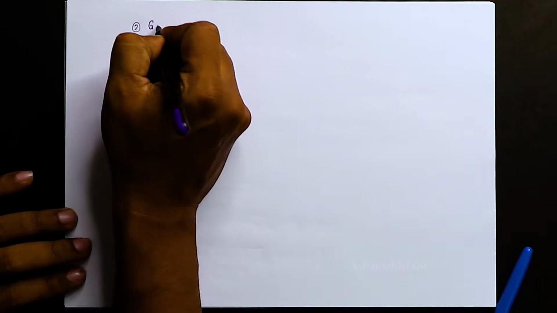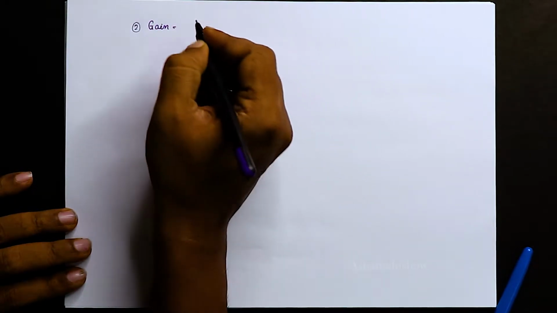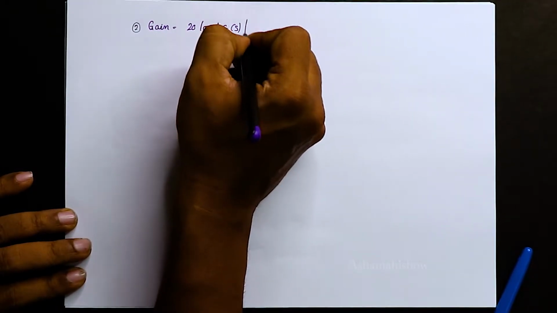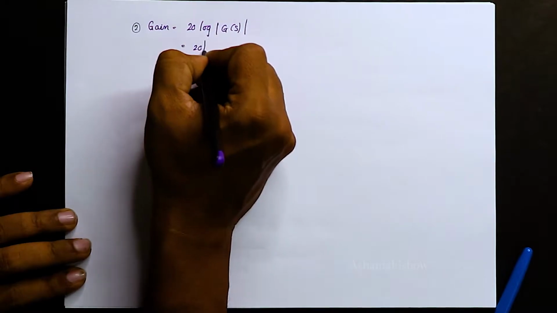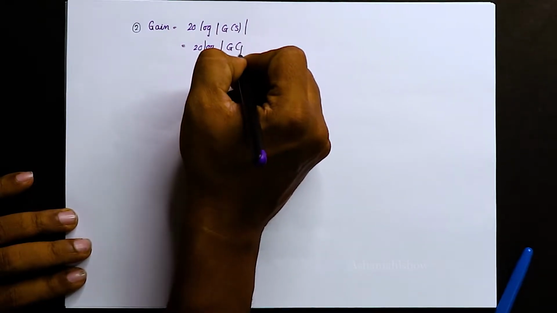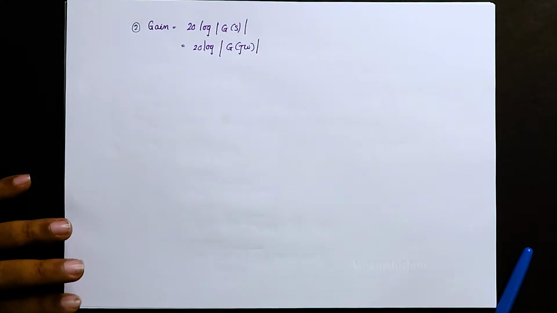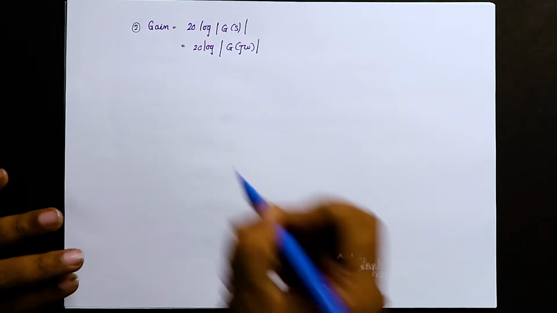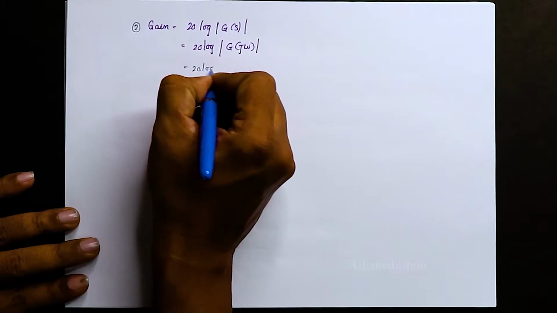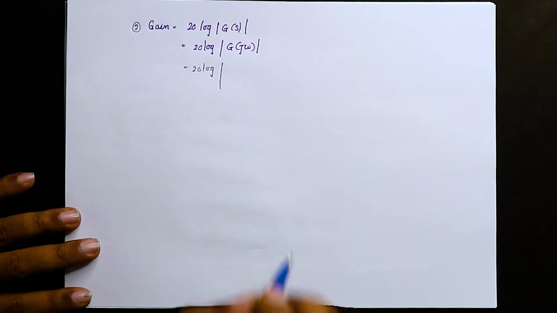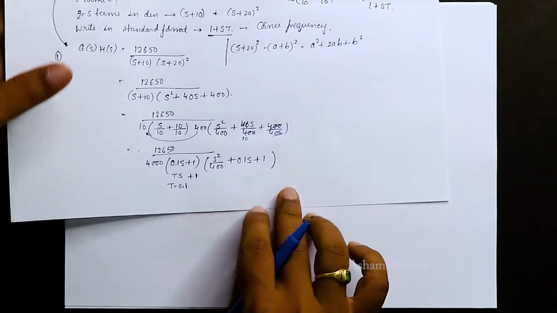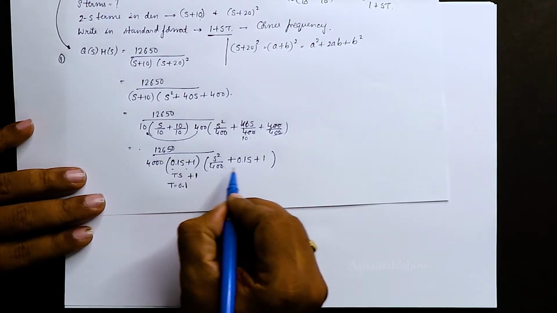Now let us go to the second part. The second part is finding the gain. Gain is given by the formula 20 log mod of G of s, or 20 log mod of G of j omega. So now this is 20 log. Now mod of G of j omega is nothing but what we have here. See, this is one s term, this is another s term.